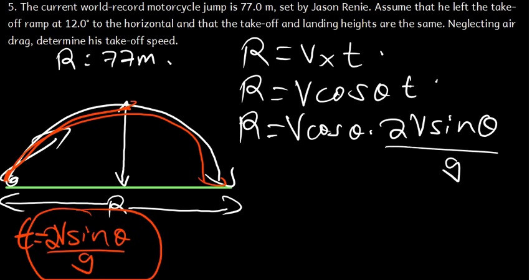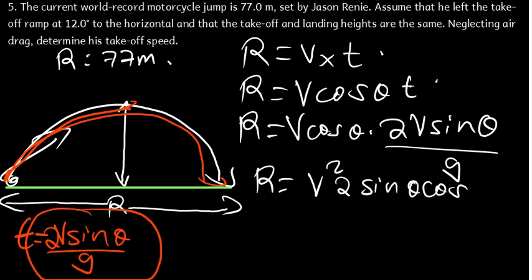Okay, now this one, if I can simplify it, I can say v times v is going to be v squared. So I'm going to have 2 here. Then I'm going to have sine theta times cos theta. I divide everything by g.